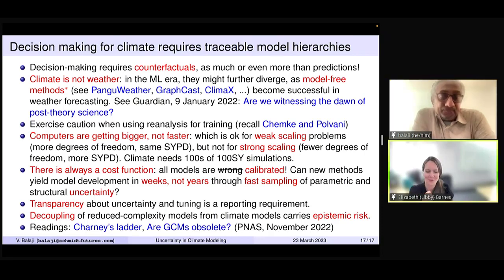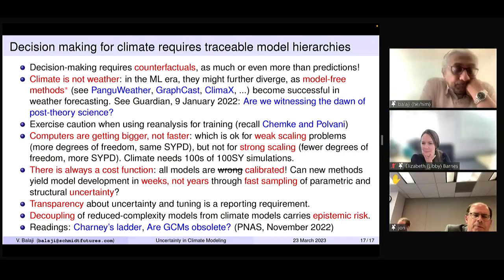Thank you. Okay, John, go for it. I'm not sure I understand what you mean by weather forecasting being done in a model-free method. Could you help me understand that?